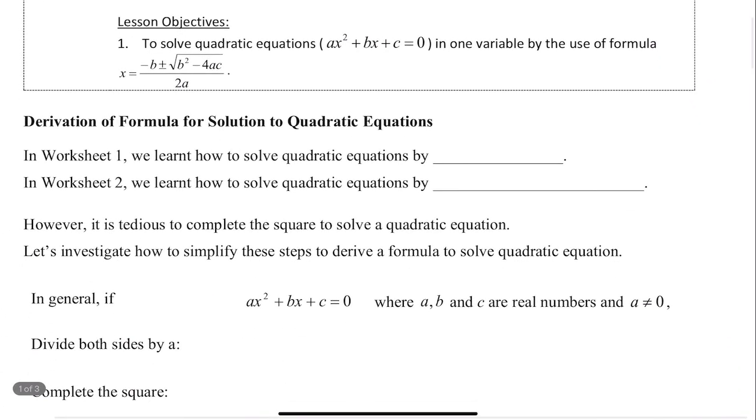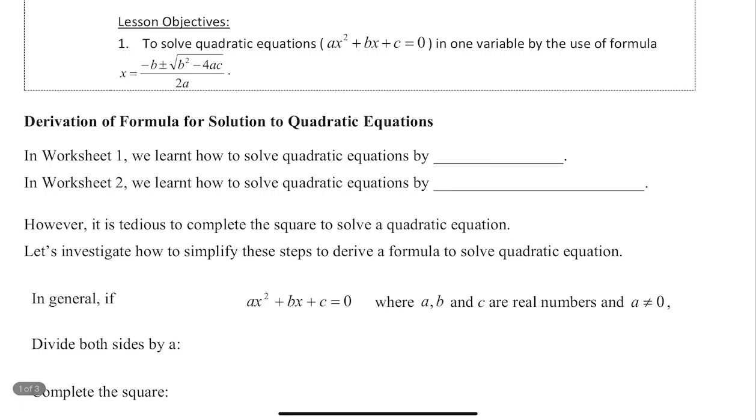Okay, so if we look at the first part of this worksheet, in worksheet 1, we learned how to solve quadratic equations by factorization. If you recall the zero product rule, something times something equals 0 means that either A is equal to 0 or B is equal to 0. Then in worksheet 2, we learned how to solve quadratic equations by completing the square. So these are what we have covered to solve quadratic equations.